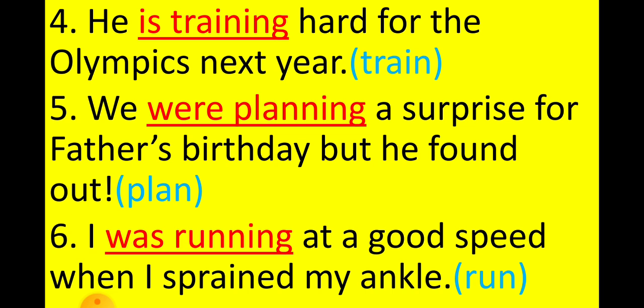Now the last one. I dash at a good speed when I sprained my ankle. Again, this sentence clearly indicates the past tense. So we will use the past progressive form of the hinted verb run. So what is the past progressive tense of the verb run? It will be was running. I was running at a good speed when I sprained my ankle.